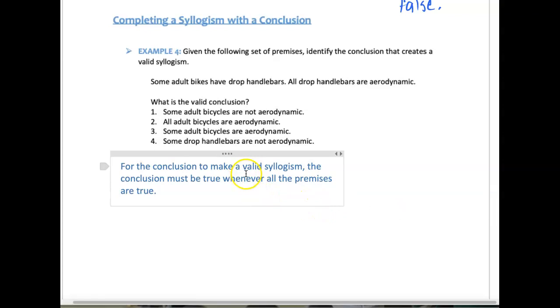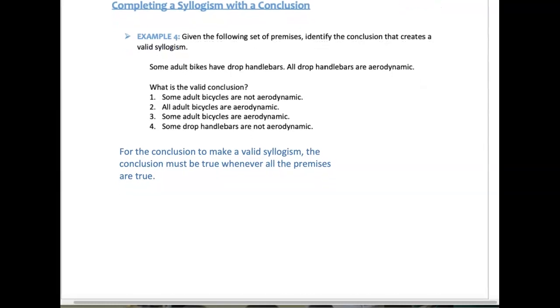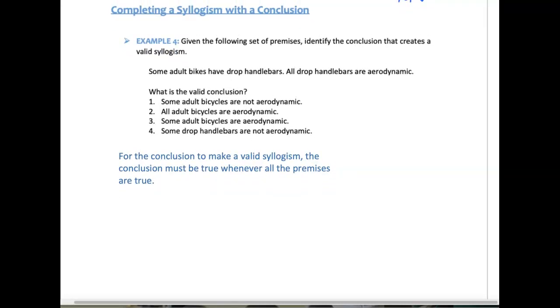For the conclusion to make a valid syllogism, the conclusion must be true whenever all the premises are true. So we'll start this by drawing an Euler diagram for our premises and seeing which conclusions we can rule out. Okay, so let's draw an Euler diagram where the premises are true. I'm going to abbreviate here just for ease. Let's call AB the set of adult bikes.